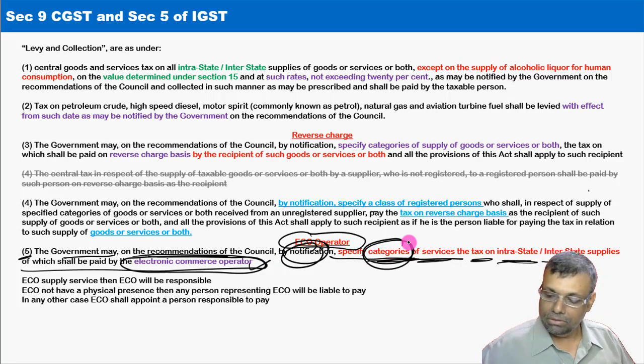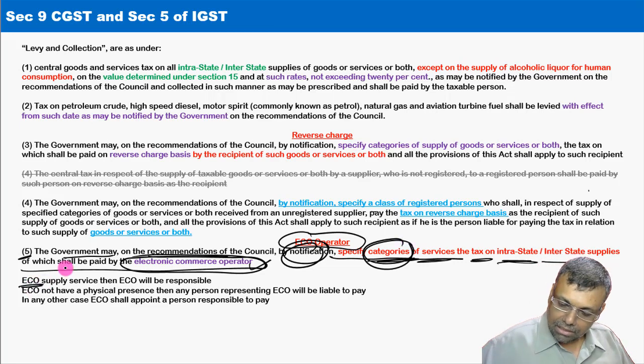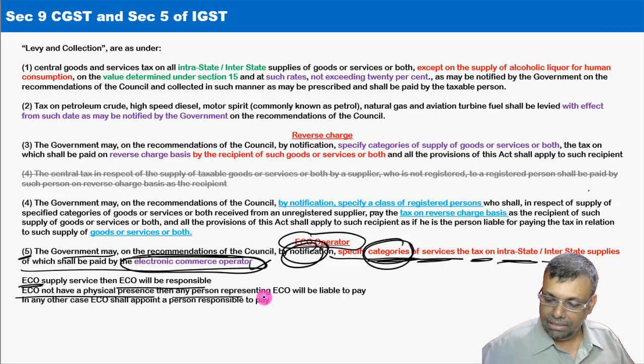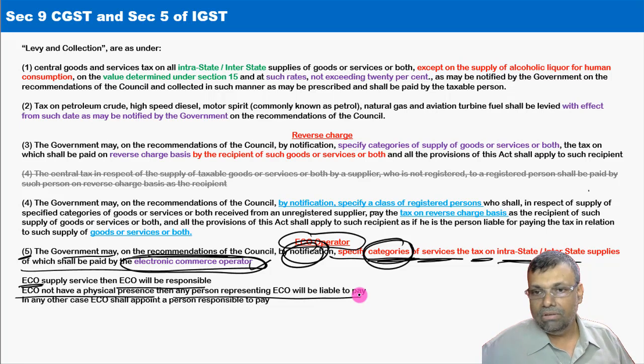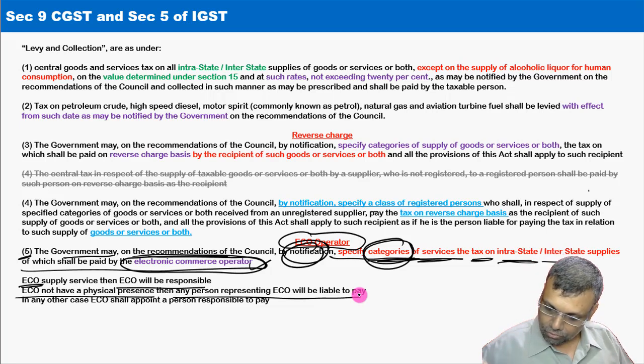Now there are specified categories of the eco-operator. I'll tell you those specifics, because the government has notified the type of the eco-operator. But before that, you understand this particular levy, and that is your eco supply. If the eco-operator himself is supplying, then the eco-operator will be responsible. If the eco-operator does not have a physical presence in India, in that case the person representing the eco-operator will be liable to pay the GST. So basically the law is making it very clear who has to pay the GST to the government.